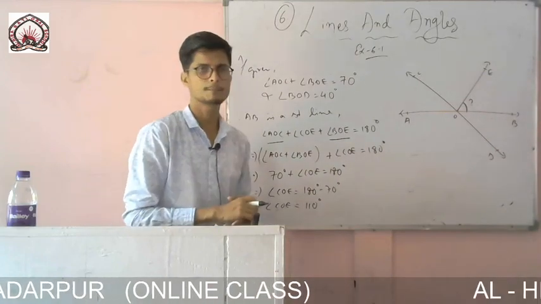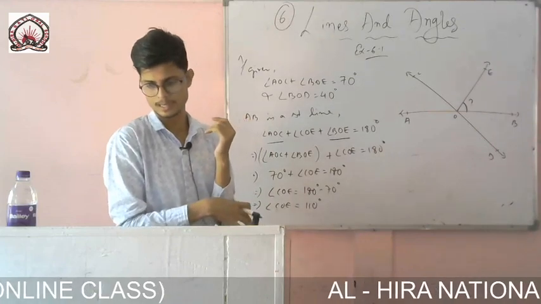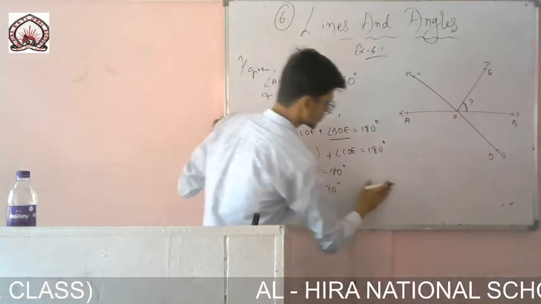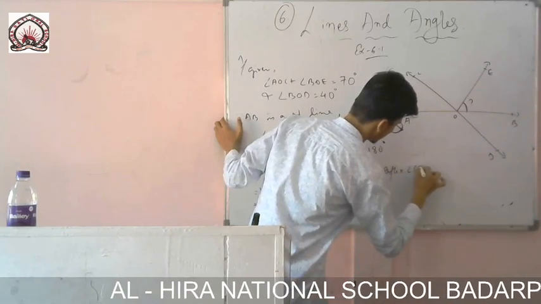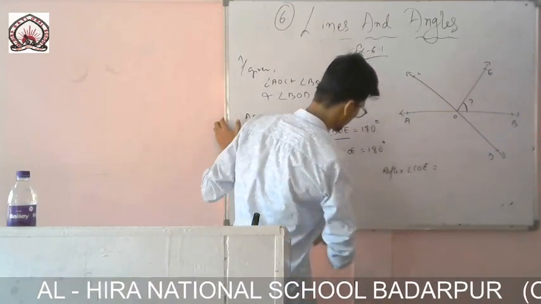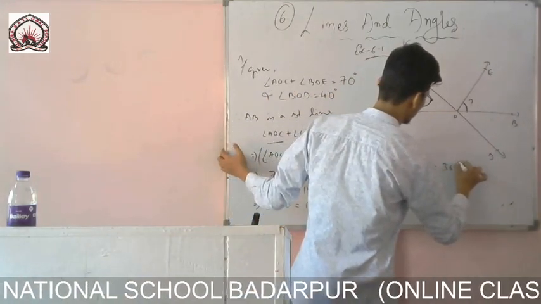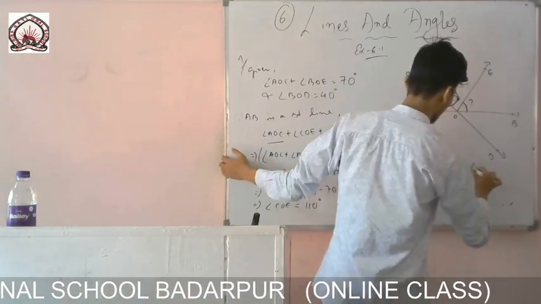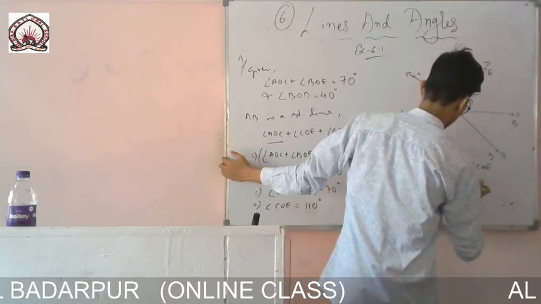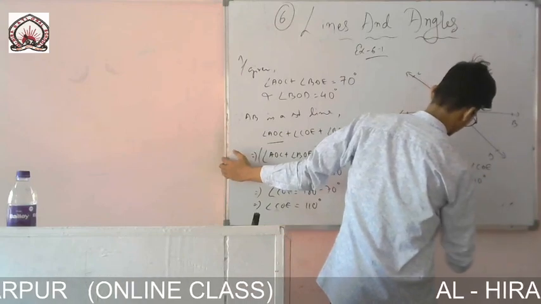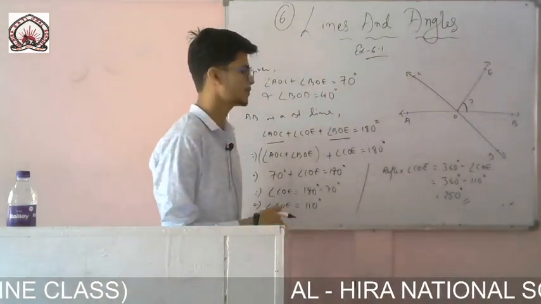But the question is not to find angle COE, the question is to find the reflex angle COE. So the simple thing, what I have said, just subtract it from 360 degrees, and you will get the answer. So reflex angle COE will be equal to 360 minus angle COE, so 360 minus 110, that is 250 degrees. The reflex angle we have got.